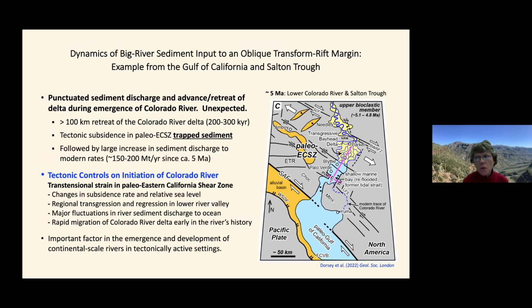So what we have is a record of highly punctuated sediment discharge and very rapid back and forth advance and retreat of the delta during the emergence of the Colorado River.